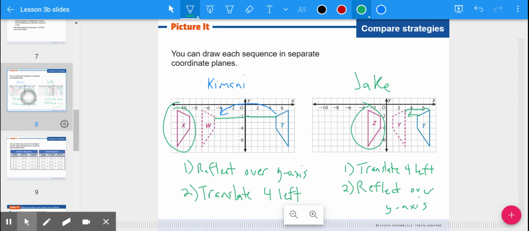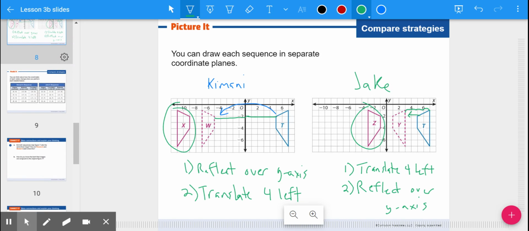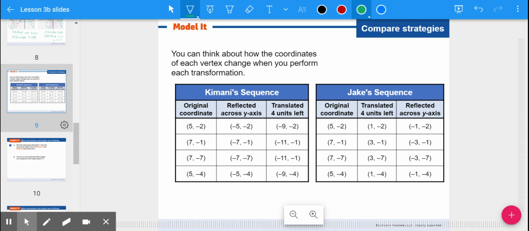So I guess the order in which you do a sequence of transformations does matter if you want it to end up in the same spot. They're in the same orientation, they're just not in the same spot. So let's just take a look at each of the individual vertices that was done in each sequence. So this is Kimani, and this is in your book here. The original coordinates were the same in both. Now, when you reflect across the y-axis, maybe you remember that just changes the x value. So you could rewrite it like -5, -2 instead of +5, -2, and they all just switch. So it's moved over there.